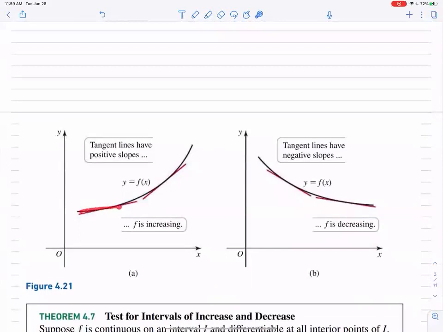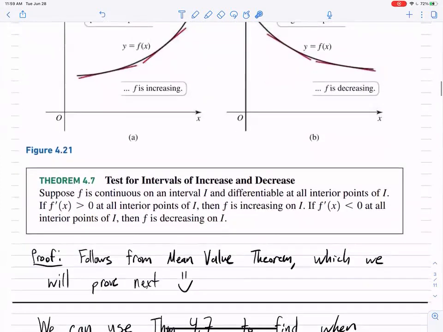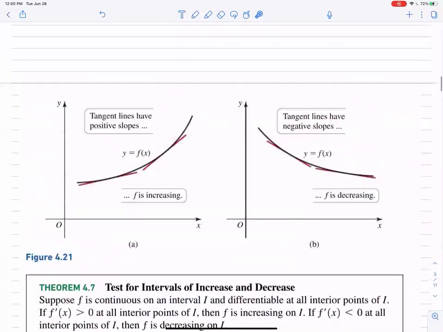So when tangent lines have positive slope, the function is increasing. When tangent lines have negative slope, the function is decreasing. And this is actually how we can find out when something's increasing or decreasing. This is theorem 4.7, the test for intervals of increase and decrease. The basic idea is that if f is a continuous function and differentiable, then if the derivative is greater than 0 on all interior points, then the function is increasing. If the derivative is less than 0 on all interior points, then the function is decreasing. This theorem will follow from the mean value theorem, which we'll prove later. But the idea is basically this picture.